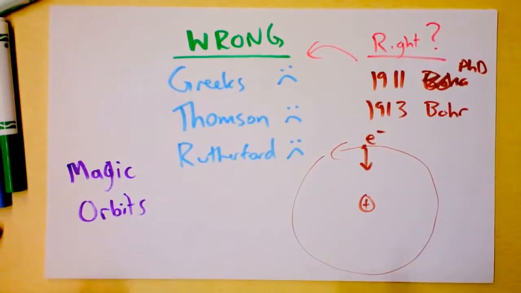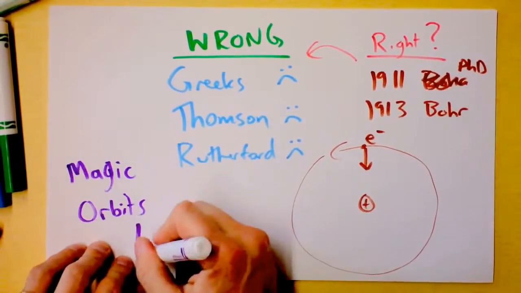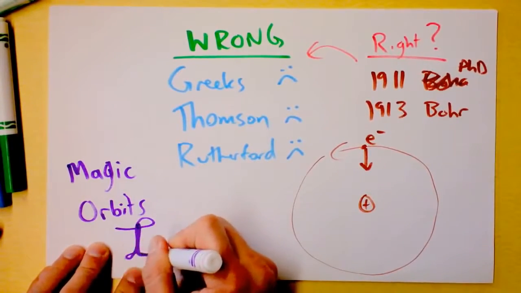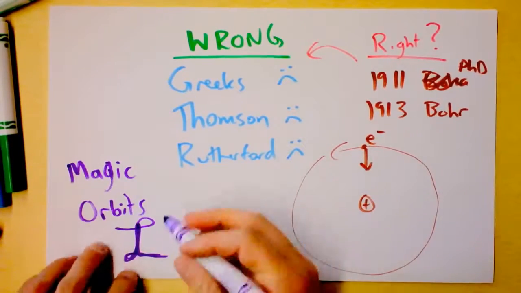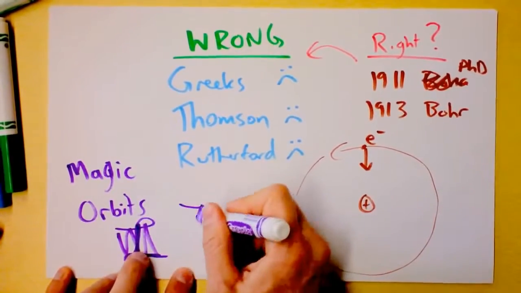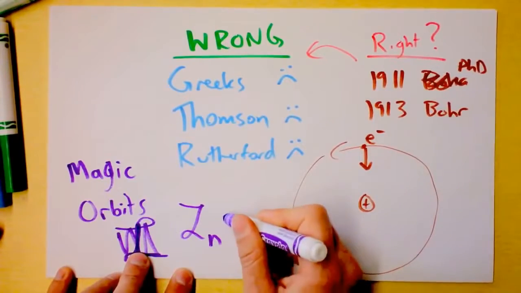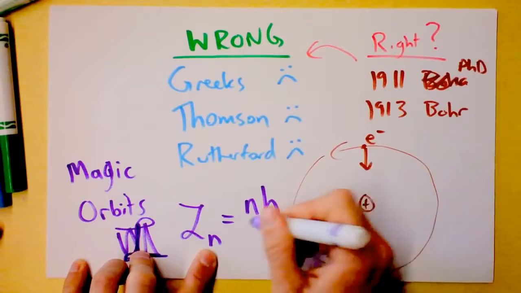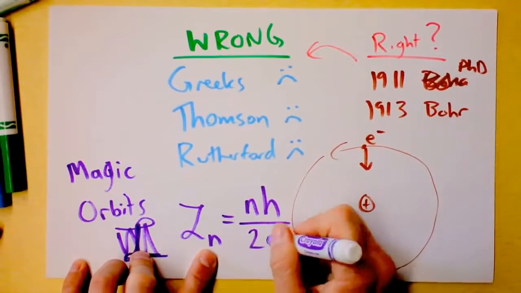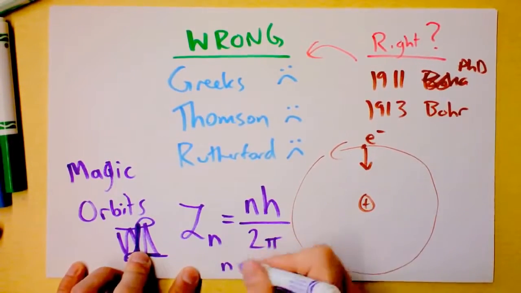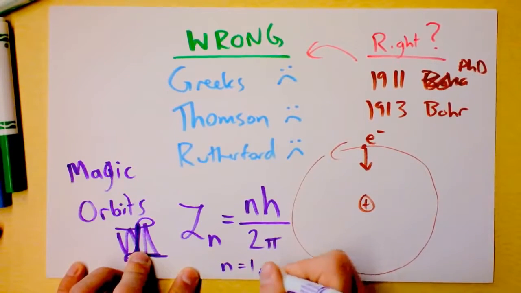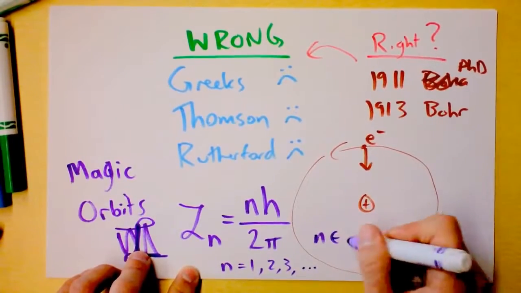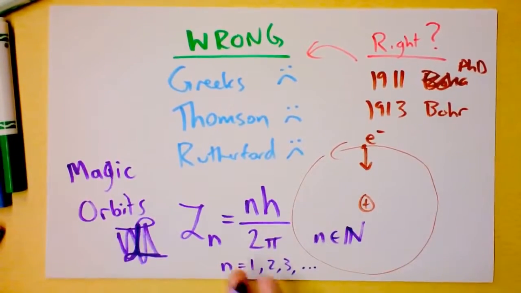Bohr's magic orbits satisfied just one condition, and that was that their angular momentum, let's do capital L. My notes are in lowercase l, but we'll see if we can make this work. He said the angular momentum of the nth orbit must be n times h, remember Planck's constant, divided by 2 pi. And he says n has to be any whole number, so n is 1, 2, 3, etc. No, sorry, that's a natural number. n has to be an element of the set of natural numbers.